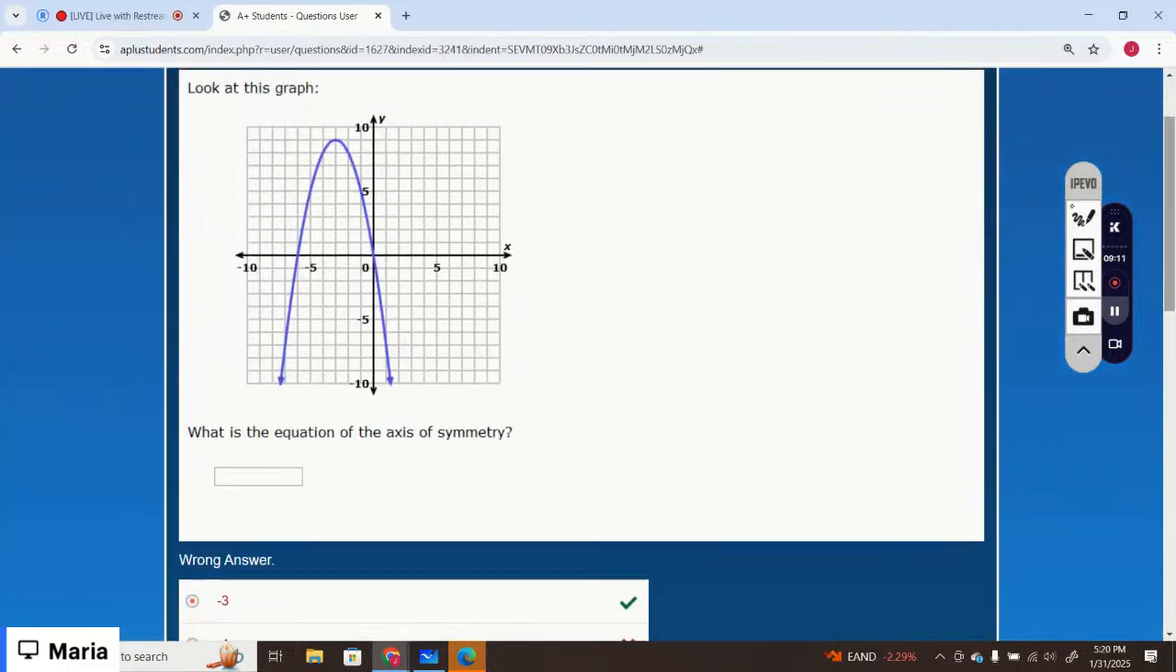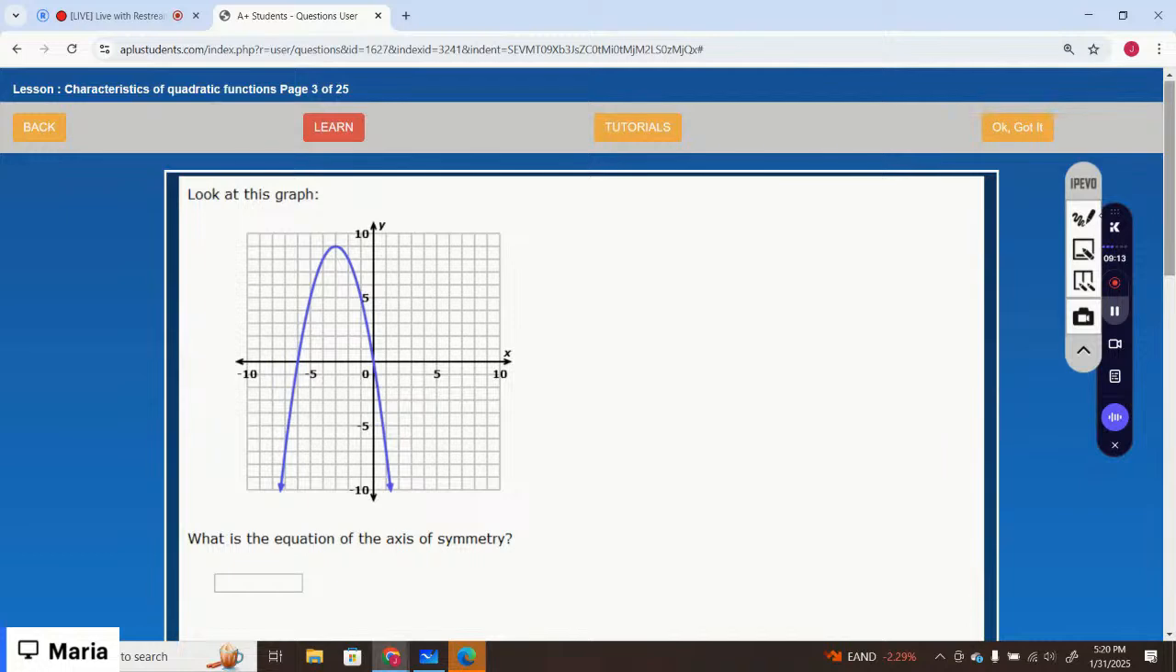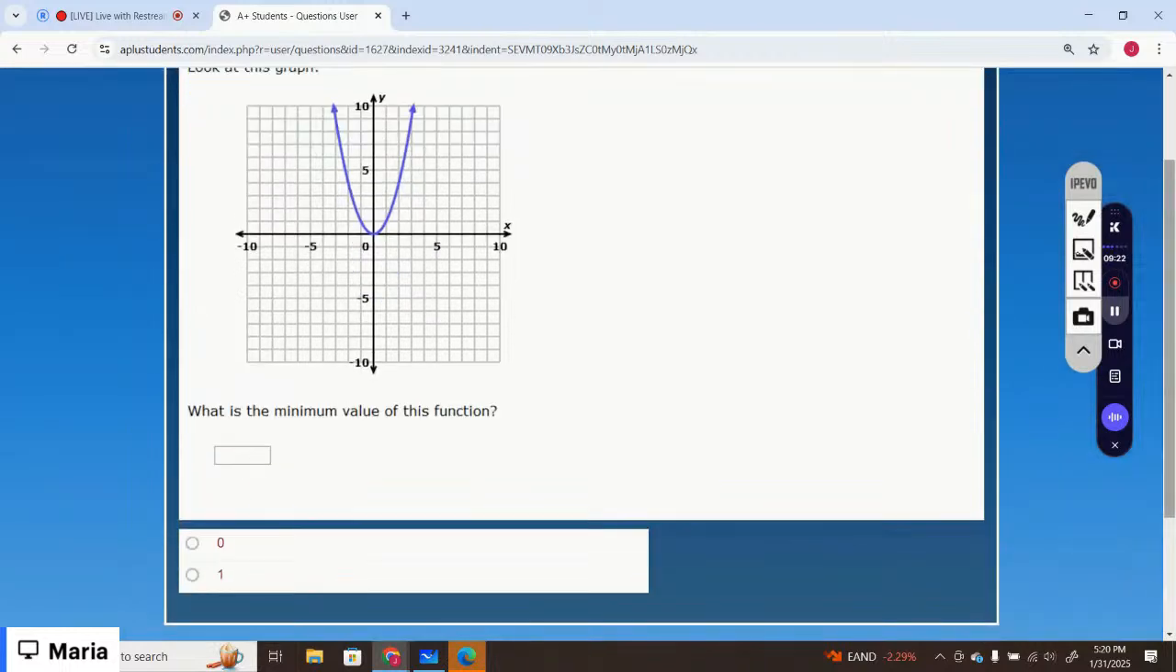-3. Yes, that is -3. I made a mistake. Look at this graph. What is the minimum value of the function? The minimum value of the function is 0, because that is the point where the graph is passing through the origin. So that is 0.